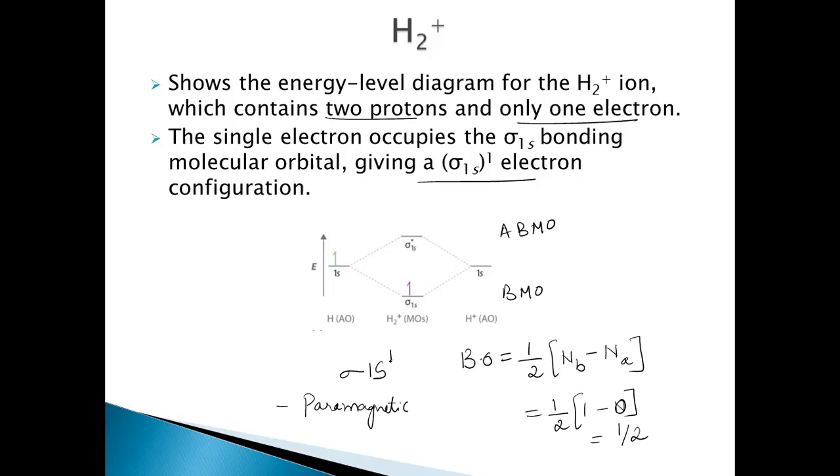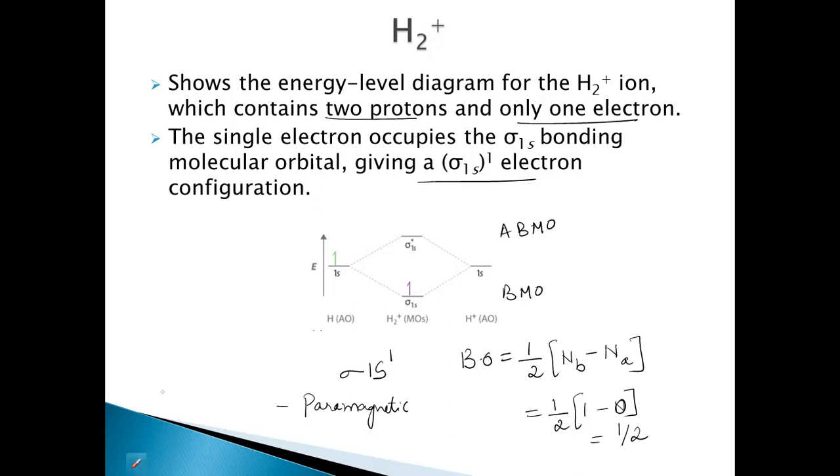And when we compare the stability of H2 plus, since the bond order is half, it is definitely more stable than either the isolated hydrogen atom or the proton, because it has some bond order, that is half. And we compare the bond length here of H2.